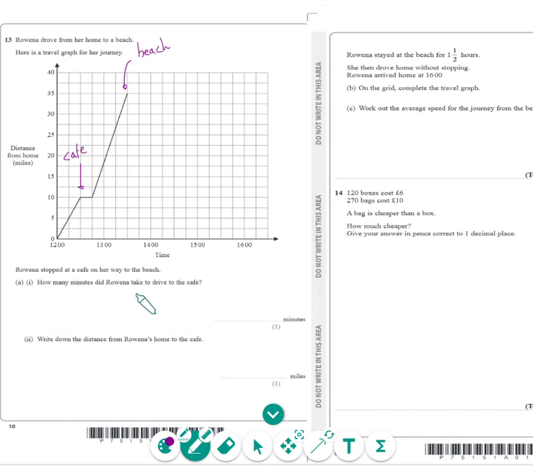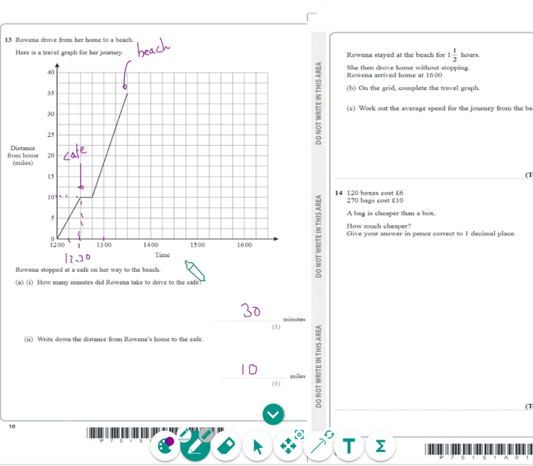So how many minutes did Rowena take to drive to the cafe? If we read down from here, we've got 4 squares for 1 hour, so each one of these little squares is going to be 15 minutes. So 15 minutes and 15 minutes is going to give us 30 minutes. This will be 12:30. Write down the distance from Rowena's home to the cafe. If we read across here, that's going to be 10 miles.